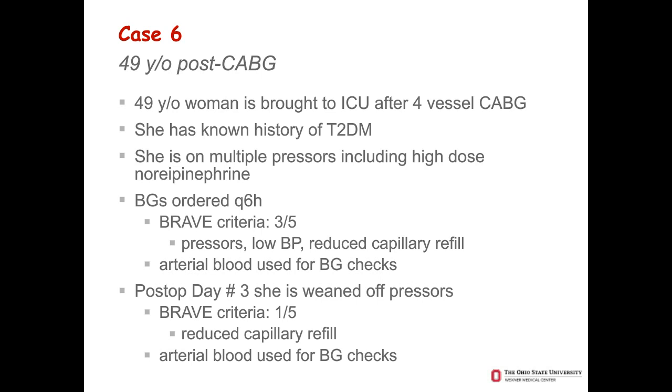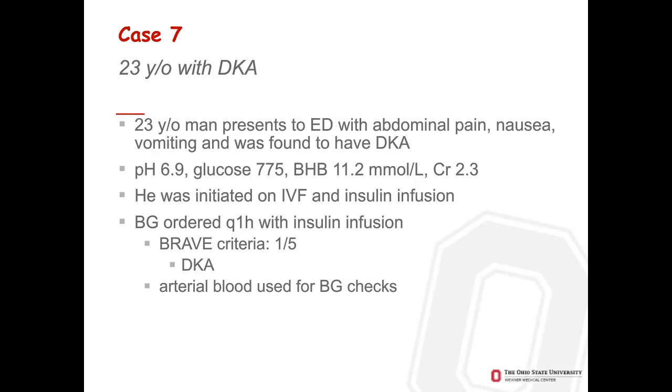Case 7 is a 23-year-old man who presents to the ED with abdominal pain, nausea, and vomiting, and was found to have DKA. His pH was 6.9, glucose 775, beta-hydroxybutyrate very elevated at 11.2, and a creatinine of 2.3 showing dehydration. He was initiated on IV fluids and insulin infusion. Blood glucose checks were ordered every 1 hour with the insulin infusion. On assessment of BRAVE criteria, he was found to have 1 of the 5 criteria, which is DKA, so arterial blood was used for the glucose checks. This was continued until after his anion gap had closed, at which time he transitioned to capillary blood glucose checks.